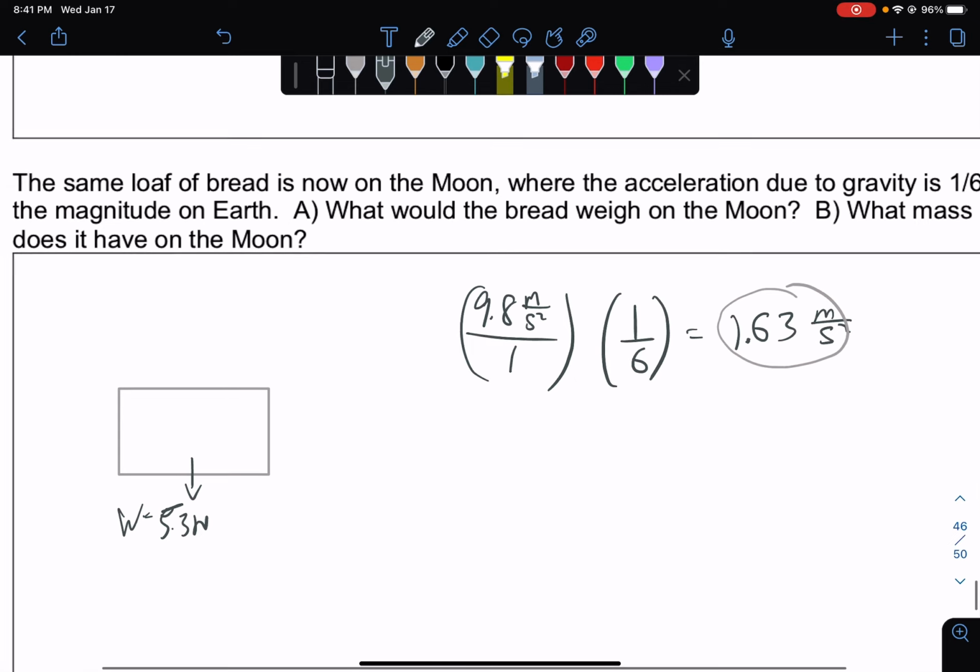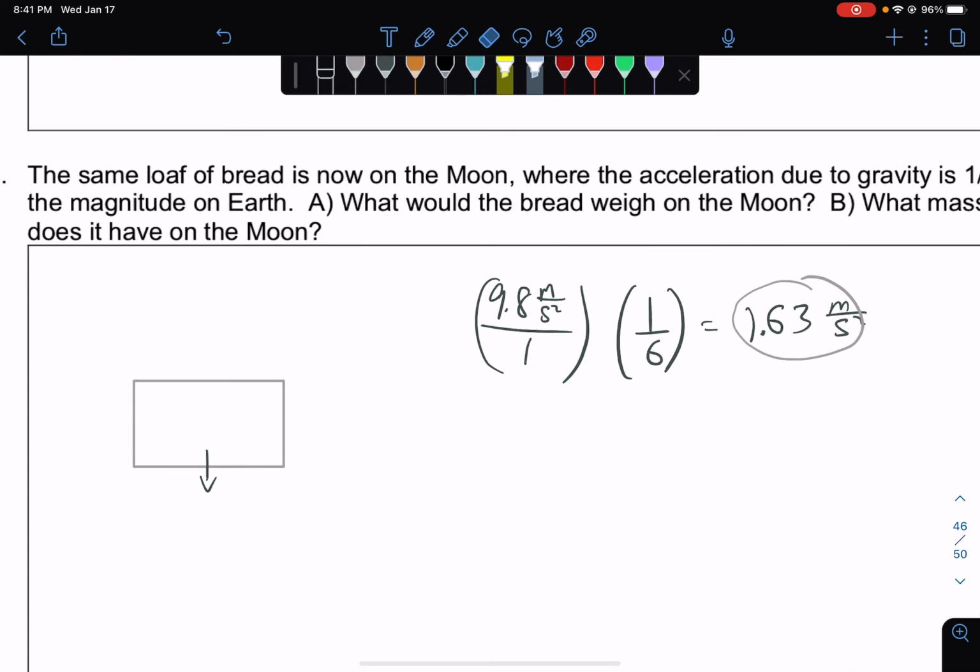I wonder what's going to be the weight of the bread, since it's definitely not going to be 5.3 newtons. I'll tell you this. The mass of the bread, regardless of where it is in the universe, is always going to be the same, but the weight can be different. The weight will be different on other planets because the strength of the gravity is different. Say, Jupiter.